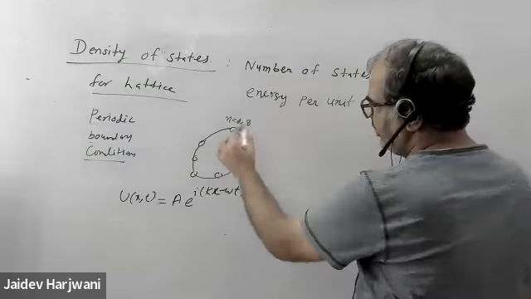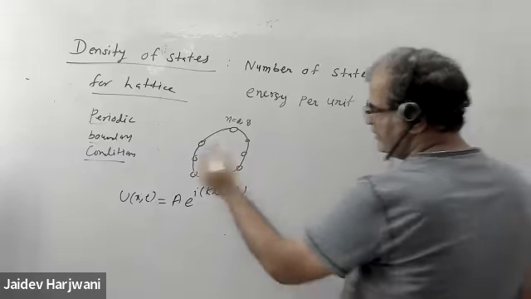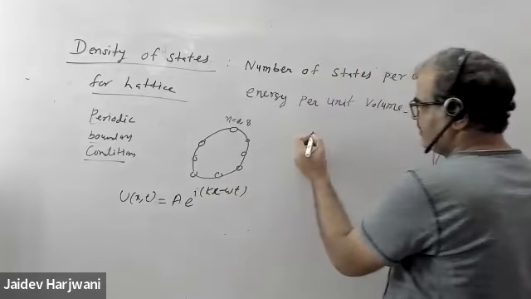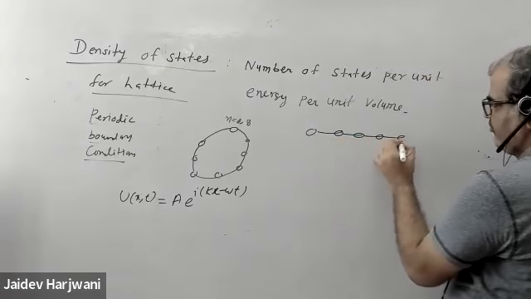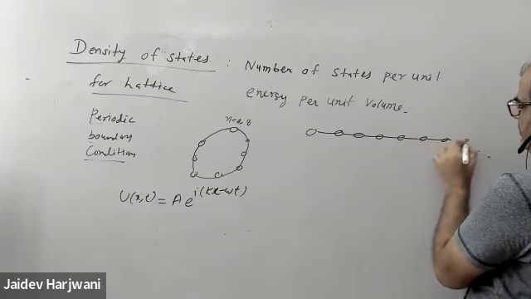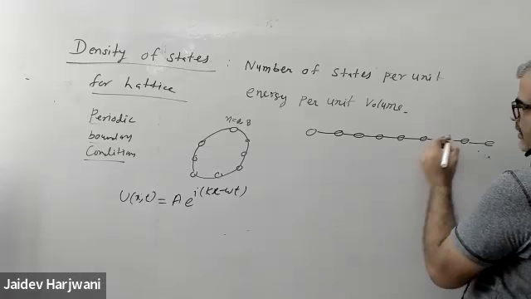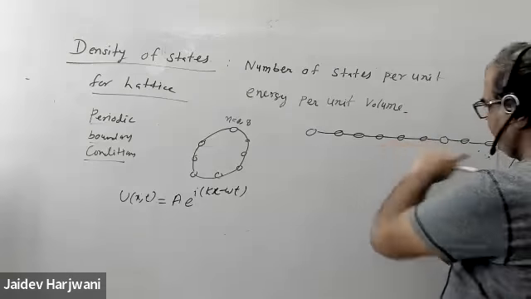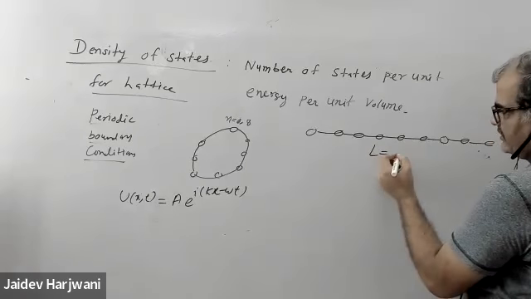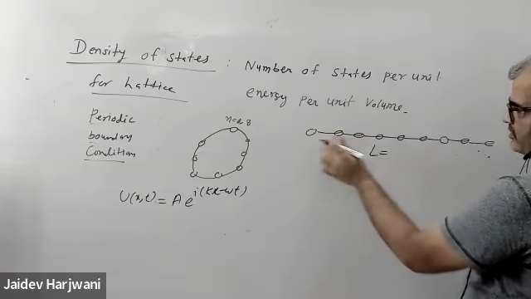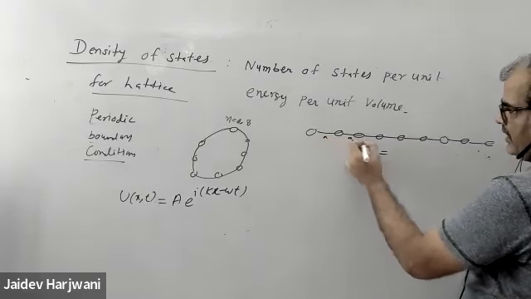Now because this is periodic, and initially we have a crystal, say a 1 2 3 4 5 6 7 8 9. Now we are making out of this, length is equal to na. Here we have 8a.